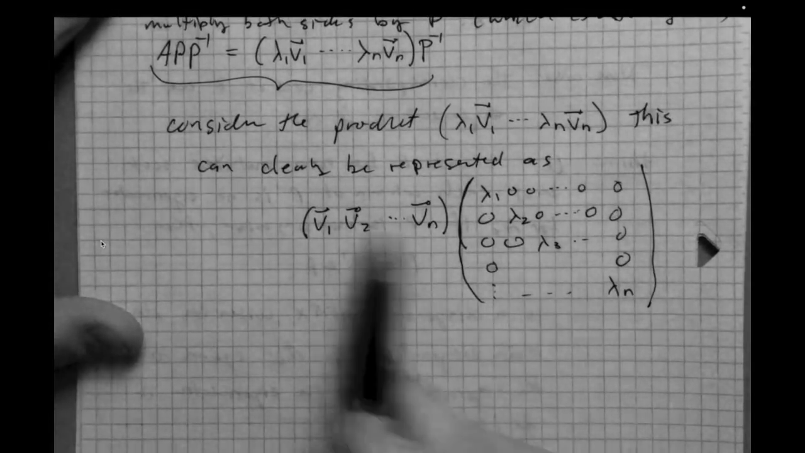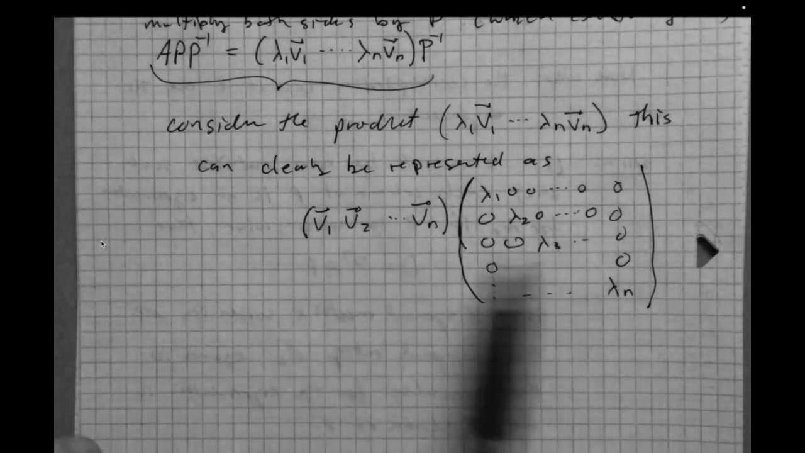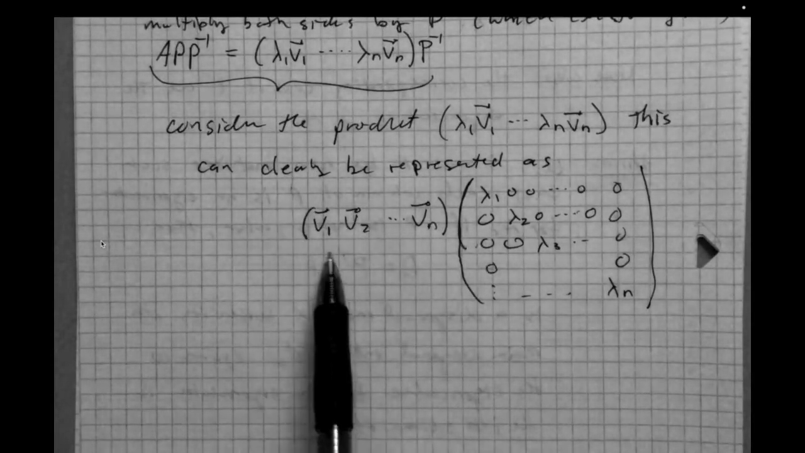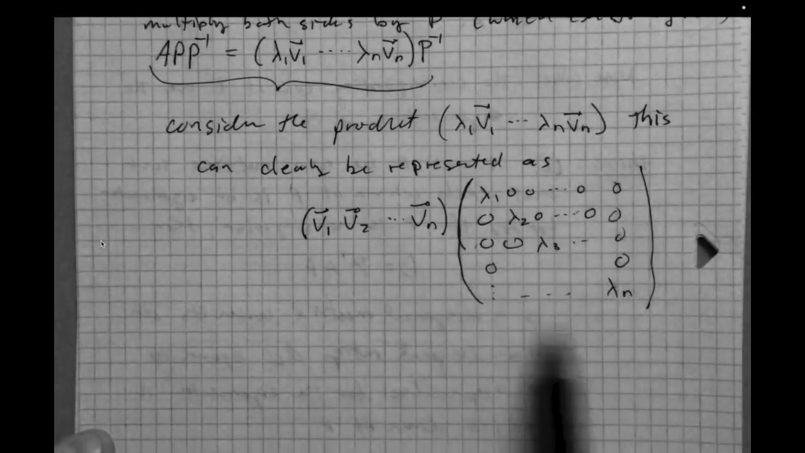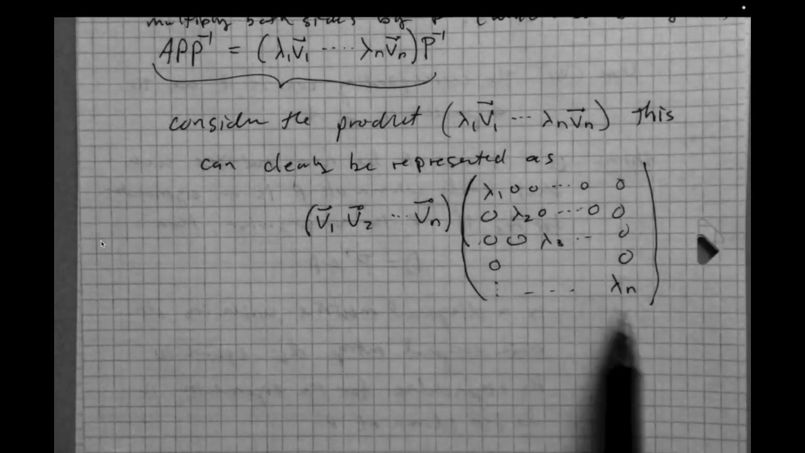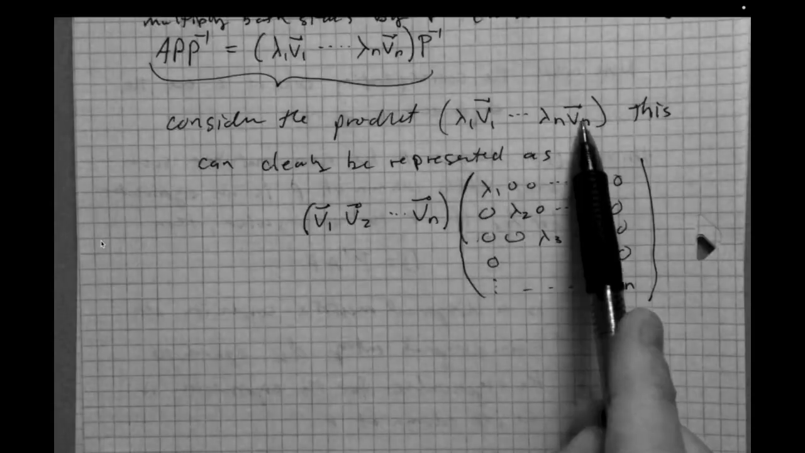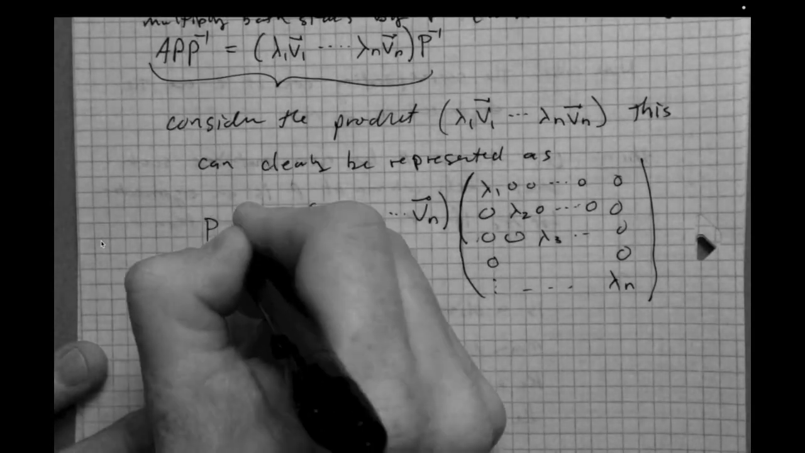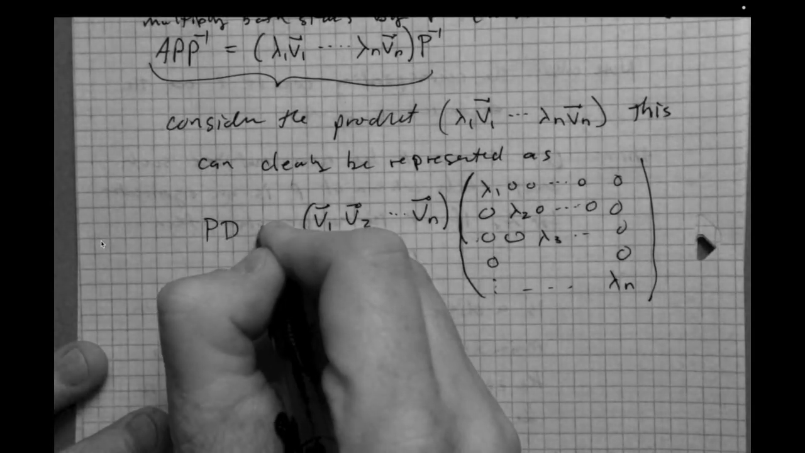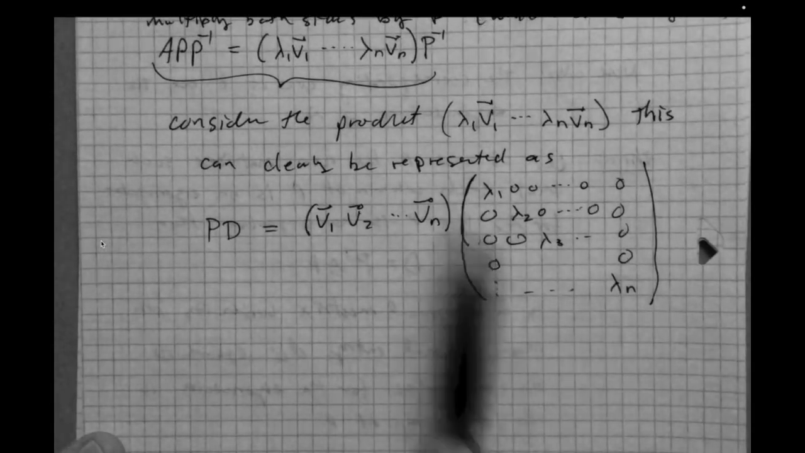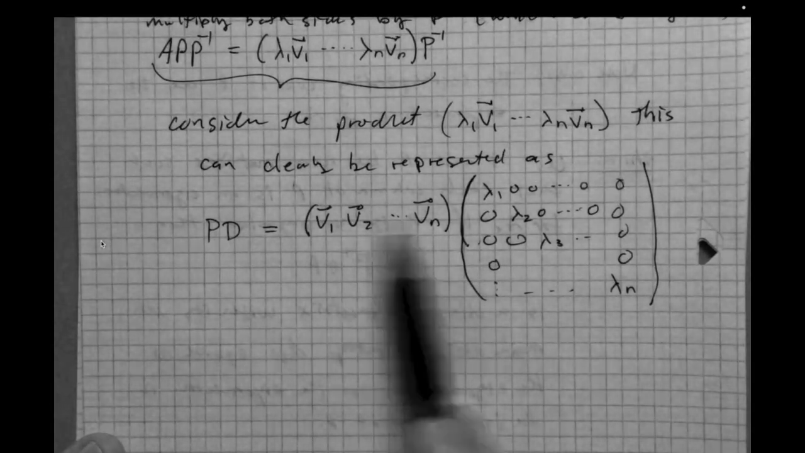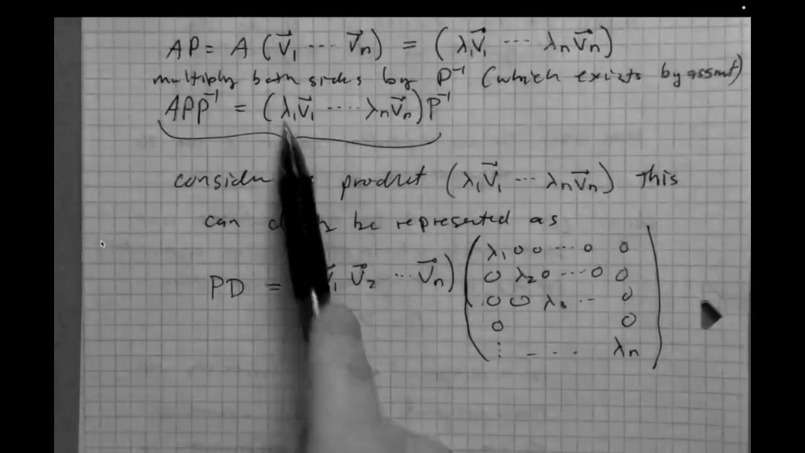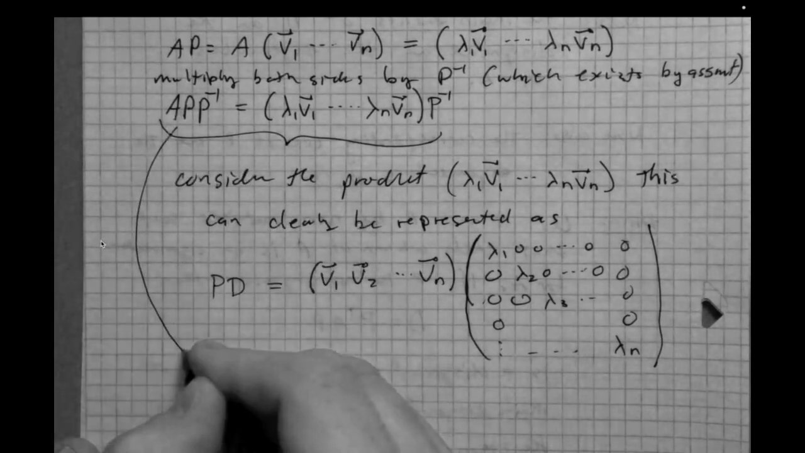Just check this. Confirm this on your own. Take your matrix that consists of all the eigenvectors, and multiply it by the diagonal matrix of lambdas, and you'll see you get exactly this. Well, this is just P times D, isn't it? This is the diagonal matrix that we're looking for, and this is P, what we started with. So up here, this is just P times D, and let's bring that down here.